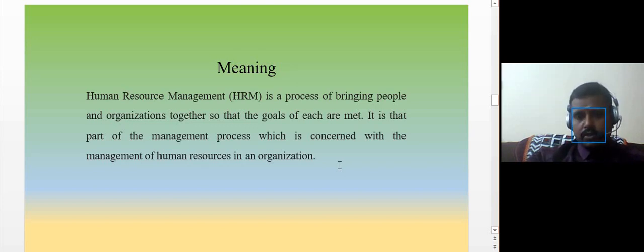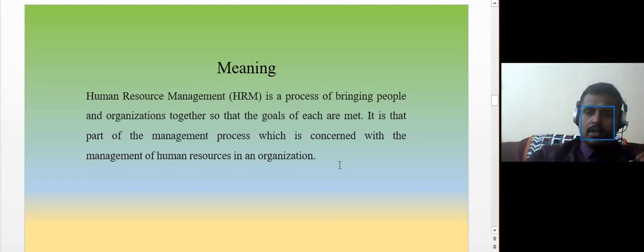As a human resource manager, the duty of a human resource manager is how to bring the people, how to involve the people towards the organizational goals and objectives. Without meeting those organizational objectives, why do we need to appoint a particular person to a particular post?